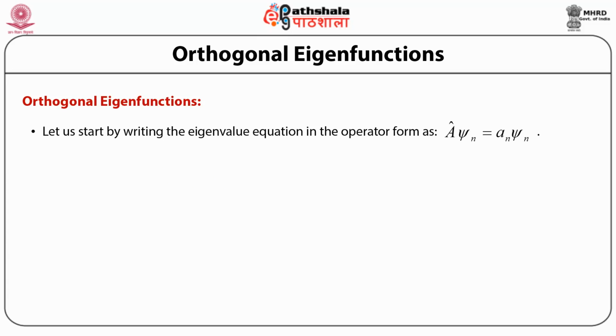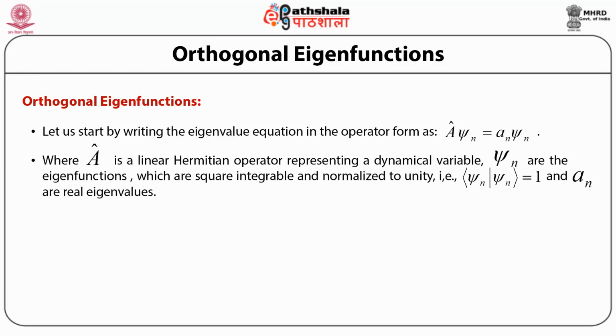We start by writing the eigenvalue equation in the operator form as operator A acting on psi n is equal to a_n psi n, where operator A is a linear Hermitian operator representing a dynamical variable. Psi n are the eigenfunctions which are square integrable and normalized to unity. That is, the inner product of psi n with itself is equal to 1. And a_n are real eigenvalues.